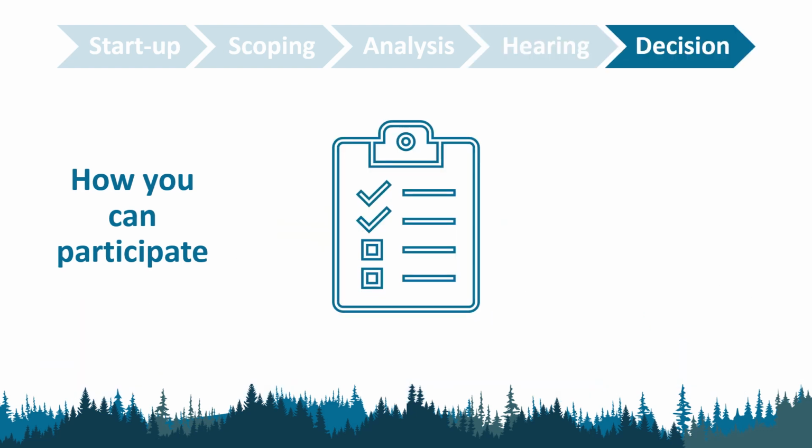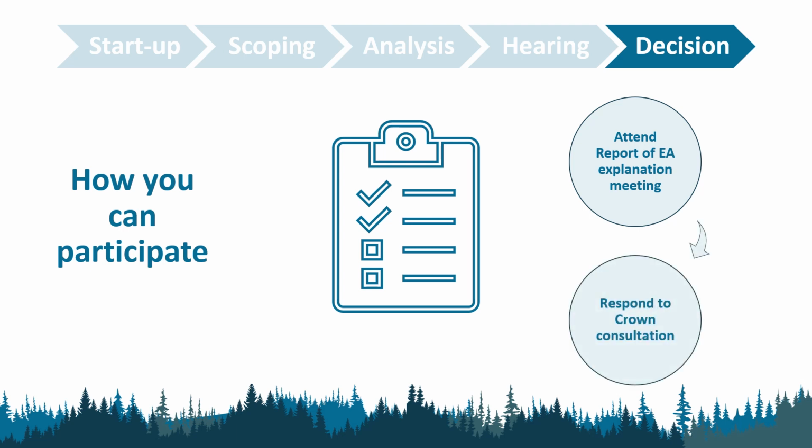In the decision phase, the review board prepares its report of environmental assessment and submits it to either the territorial or federal minister for a decision. You can come to a meeting hosted by review board staff that explains what is in the review board's report and how the review board thought about your views when it reached its decisions. Formal Crown consultation by the federal government and GNWT on the review board's report occurs at this time. As an Indigenous government, you can respond directly to the Crown on how the project might affect Indigenous and treaty rights.